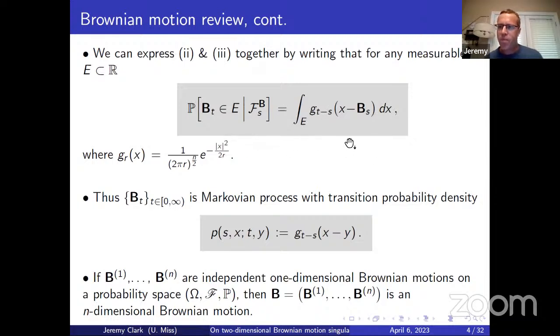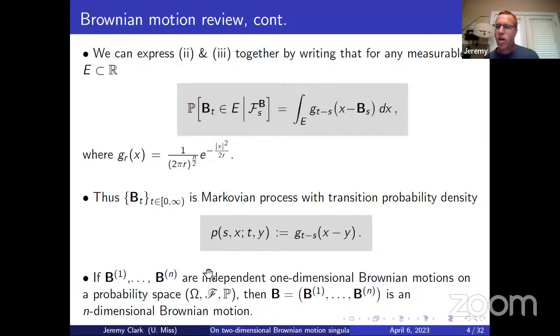Now you can read from this formula that Brownian motion is a Markovian process with a very simple transition probability density function. So to go from time s to time t, you just have this Gaussian. You can see that it only depends on t minus s and x minus y. So that means it's homogeneous in time, so stationary, and it's also homogeneous in space, that is the independent increments.